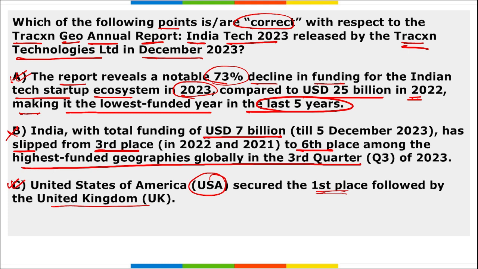Is it right? Now remember, India, with the total funding of $7 billion, has slipped from fourth place to fifth place among the highest funded geographies. So from third, it has slipped to fifth, remember.